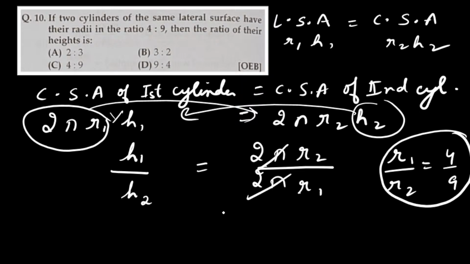Now here I have to substitute its reciprocal. The reciprocal is 9 by 4 for R2 by R1. Yes, so option D, as given by many of you before me. So the ratio of the heights is 9 is to 4.